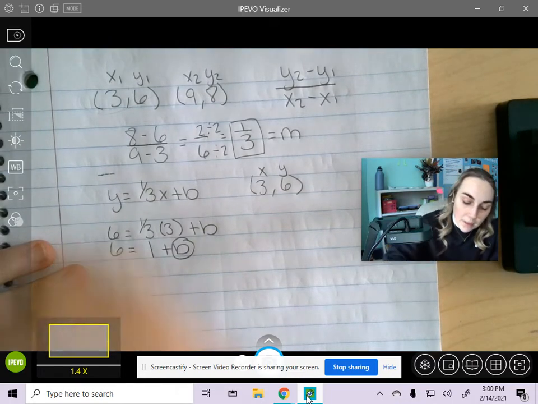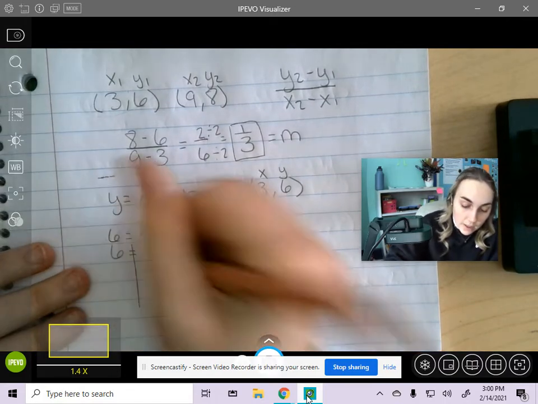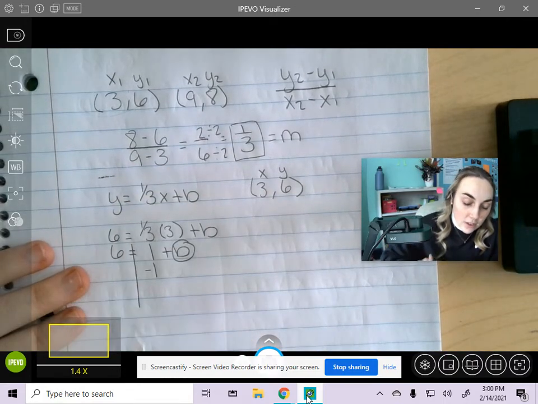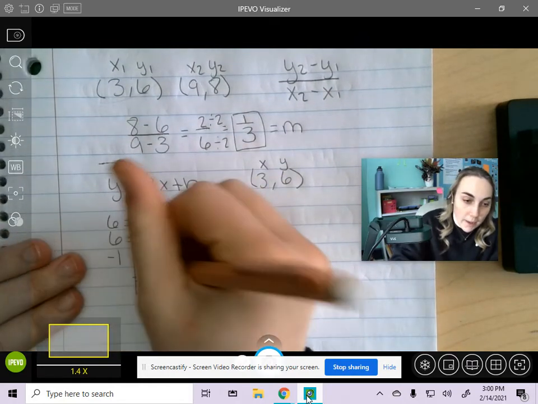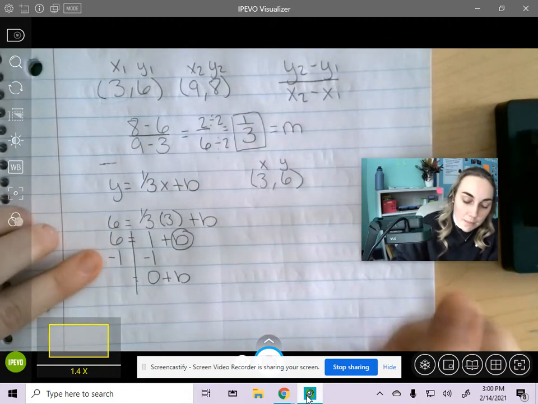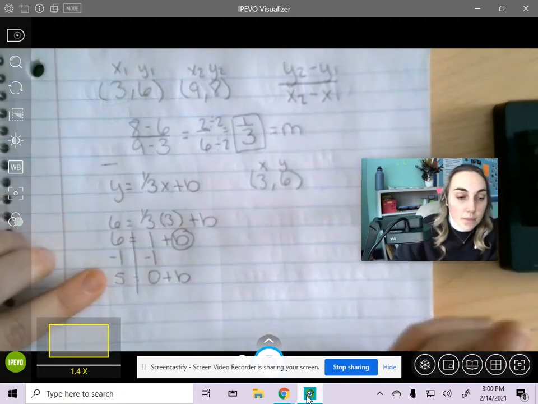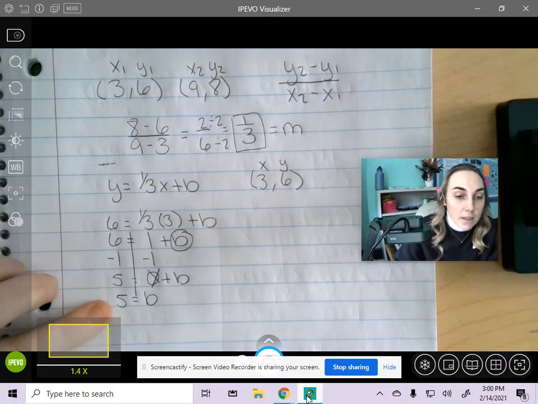To get rid of this 1, I'm going to subtract 1, because 1 minus 1 would give us 0. And if I do that on one side of the equation, I have to do that on the other side of the equation as well. So again, 1 minus 1 is 0. We can bring down that plus b. 6 minus 1 is going to give us 5. Get rid of this 0, so 5 is our y-intercept.